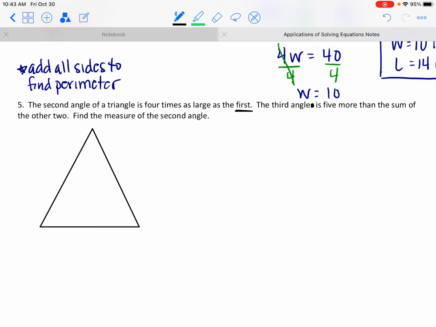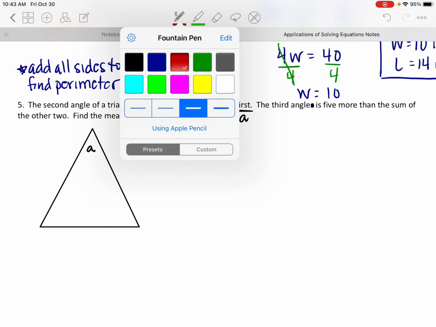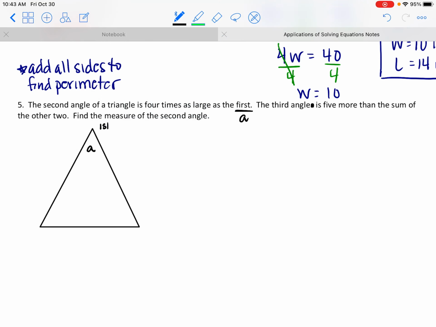The first angle, let's call it A. A for angle, okay? So the first angle is A. Let's just call this angle A. And this is not necessarily drawn to scale. This could be way off. I just need some place to organize my information. All right, now it tells me that the second angle, here, let's go ahead and label these angles. Let's call this the first angle.